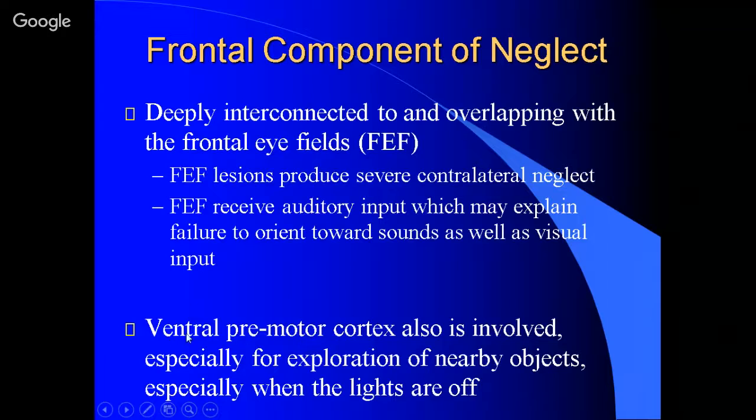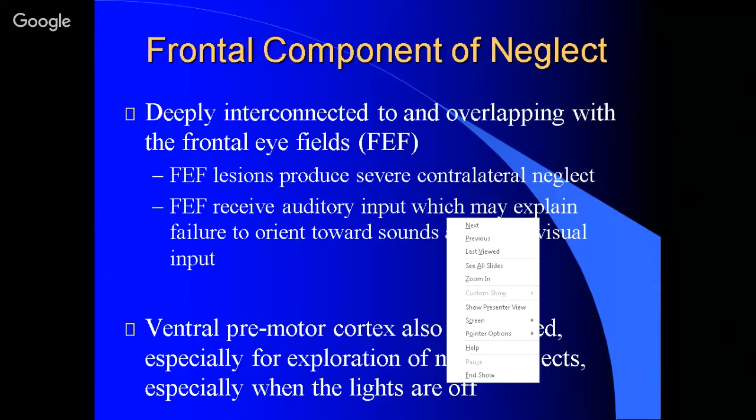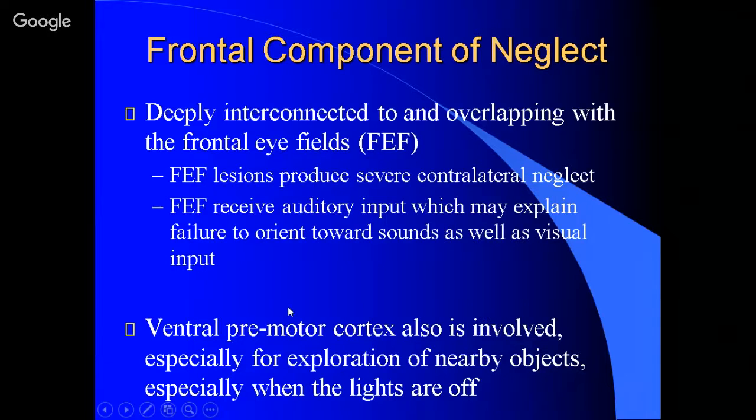This was interesting, I thought, that the ventral premotor cortex is also involved in eye movements when the objects are nearby, which is sort of interesting, and especially when the lights are off. So when you're not using vision anymore, your eyes still move if you hear a sound, even in the dark. When they're close in and you're going to be using your hand to figure out what's going on, you still turn your eyes.